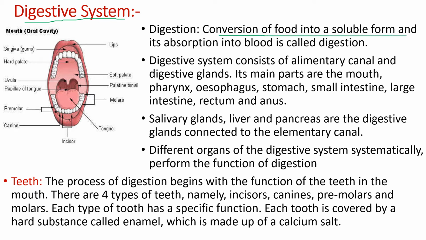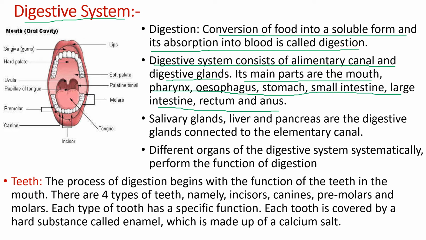Conversion of food into soluble form and its absorption into blood is called digestion. The digestive system consists of the alimentary canal and digestive glands. Its main parts are the mouth, pharynx, esophagus, stomach, small intestine, large intestine, rectum and anus. Salivary glands, liver and pancreas are the digestive glands connected to the alimentary canal. Different organs of the digestive system systematically perform the function of digestion.